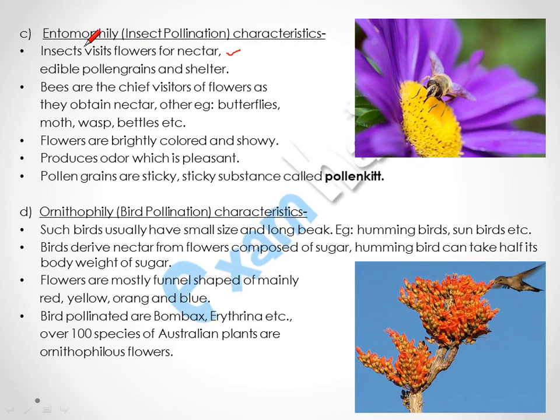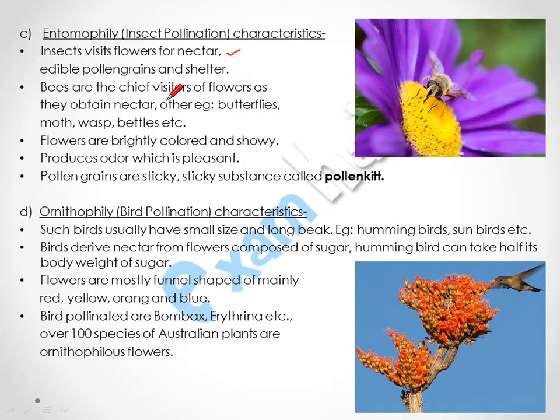So now we are going to discuss entomophily, which is insect pollination, and the characteristics are: insects visit flowers for nectar. As you have seen, bees collect nectar from the flower to make honey. In this process the pollen gets attached to their hairy body, and is transferred to another flower when they go to another flower to collect nectar again. So in this way pollination occurs through bees.